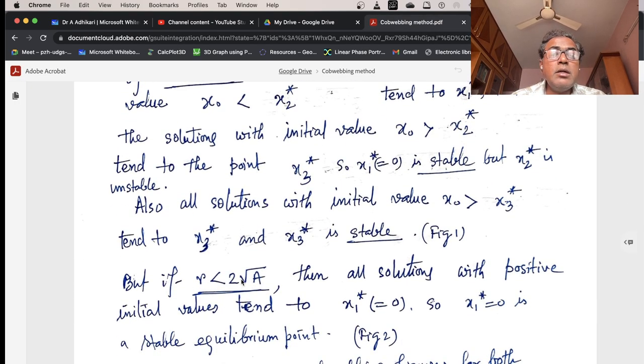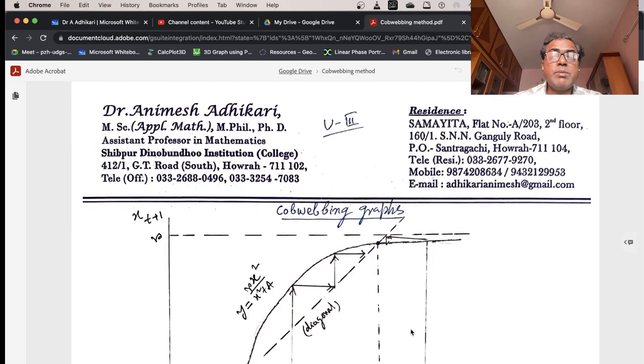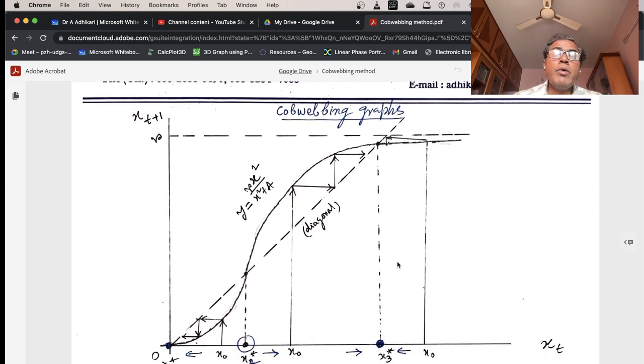But if r is less than 2 root a, then every solution with positive initial value tends to x1 star, which is 0. So x1 star is a stable equilibrium point. We draw the cobwebbing figure for both cases, on the next page. For this, we get this.